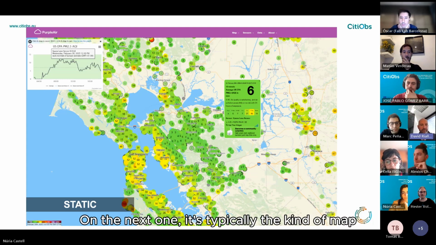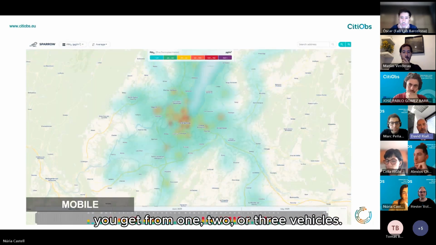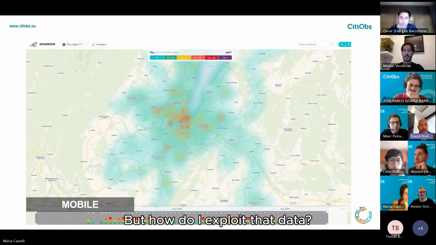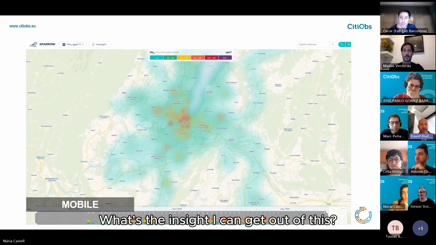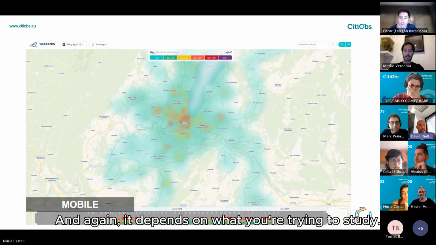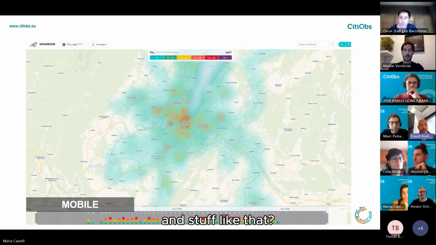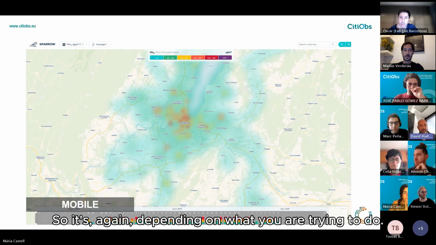On the next one, it's typically the kind of map you get from 1, 2, or 3 vehicles. It's interesting because you get a global coverage, but how do I exploit that data? What's the insight I can get out of this? Again, it depends on what you're trying to study. Do you want to have a tag on a specific neighborhood and stuff like that? It depends on what you are trying to do.